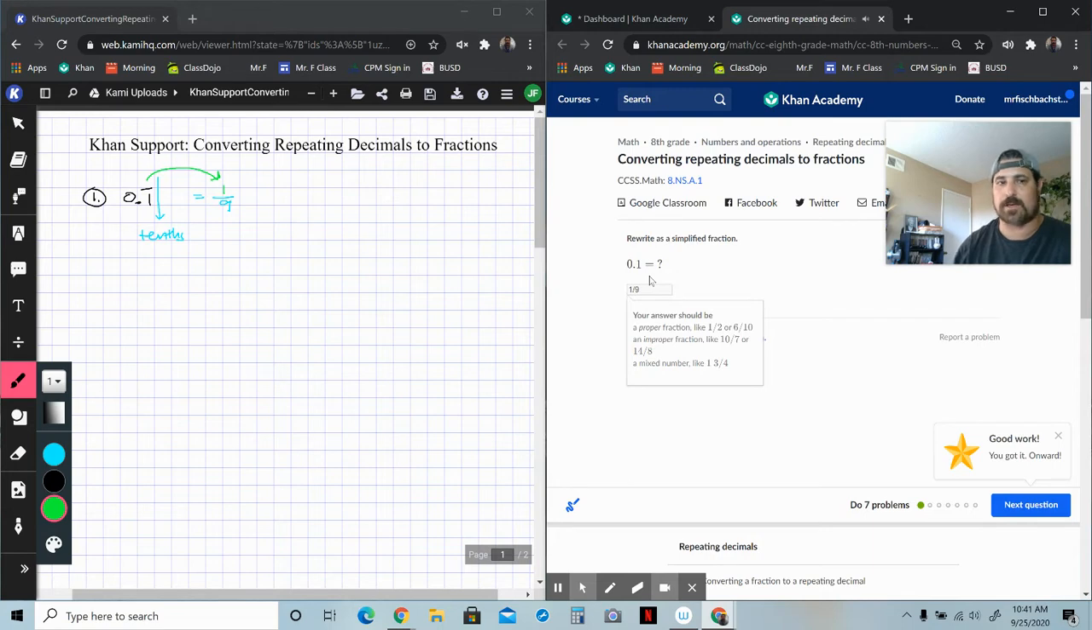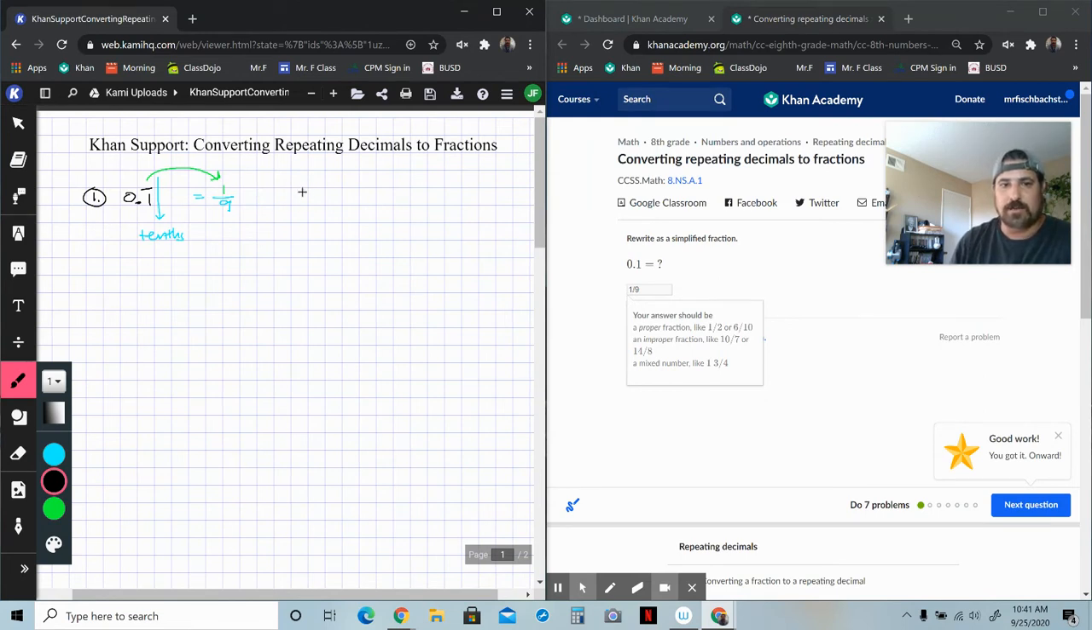That's a really easy one, right? So if the repeating element ends in the 10th place, you can just put it over 9. If the repeating element ends in the 100th place, put it over 99. Those are very easy ones. The reason that works, by the way, the algebraic justification for that, is what Khan explained in his video.